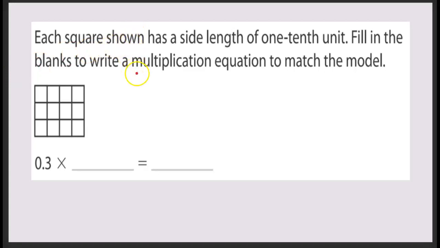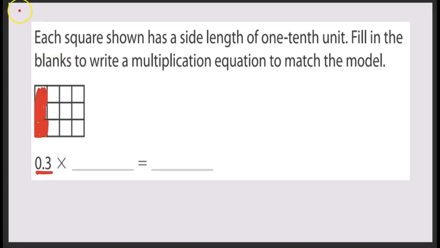So in this problem, it says each square shown has a side length of 1/10 unit. So that means that this is a tenth, this is a tenth, this is a tenth, and they're all a tenth. Fill in the blanks to write a multiplication equation to match the model. Well, we already know that we have one multiple here, and this is taking care of 3/10. So they're taking care of the columns. We've got 3/10 here.